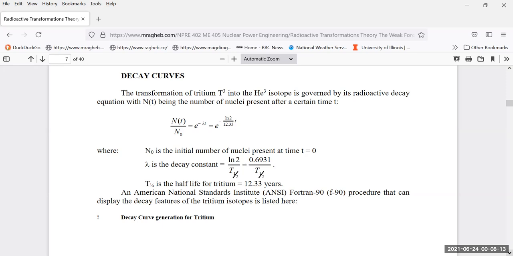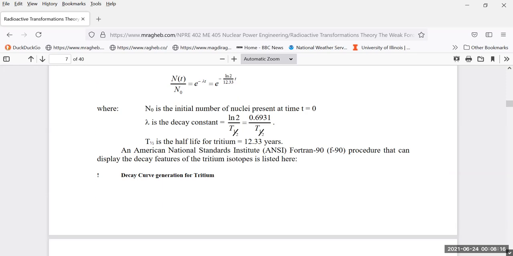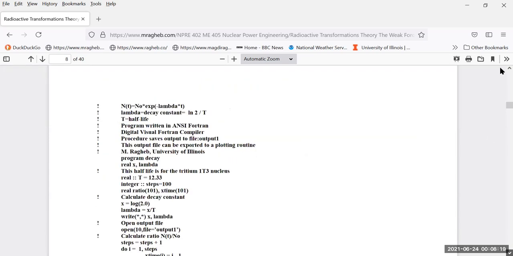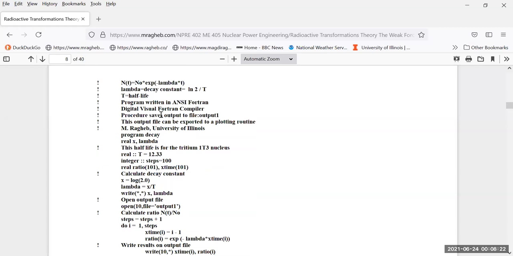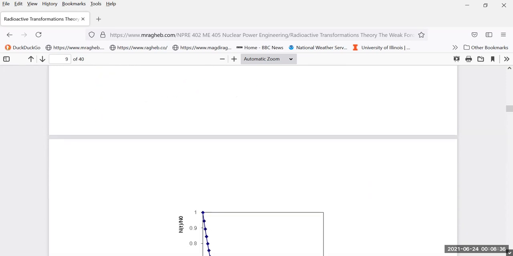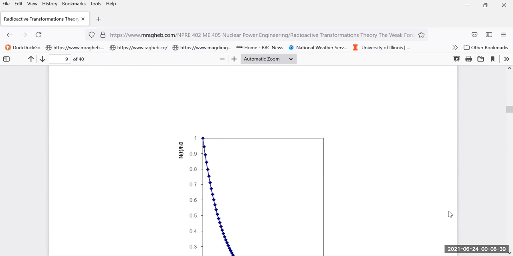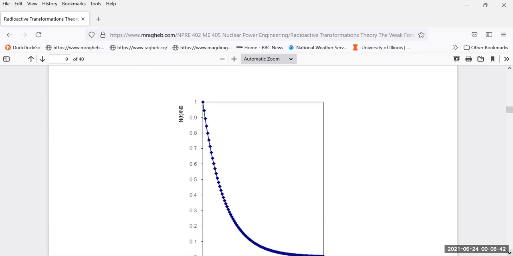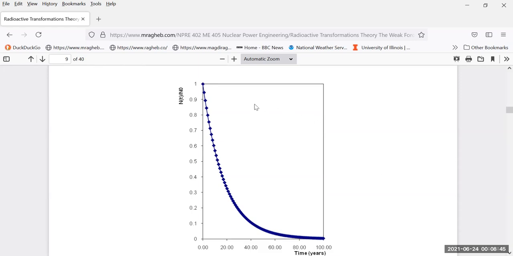So in that case, you use a hand calculator, or you can write a computer program. Here is a computer program provided for you in the Visual Fortran compiler. You can plug in the half-life, T 1/2 of 12.33 years, and you can show it over different time steps. And that's what you get. Actually, we are graphing here N of t divided by N naught. It doesn't matter really how many grams of the isotopes we have. When you take the ratio to the initial number of atoms, this is how the exponential decay curve looks.